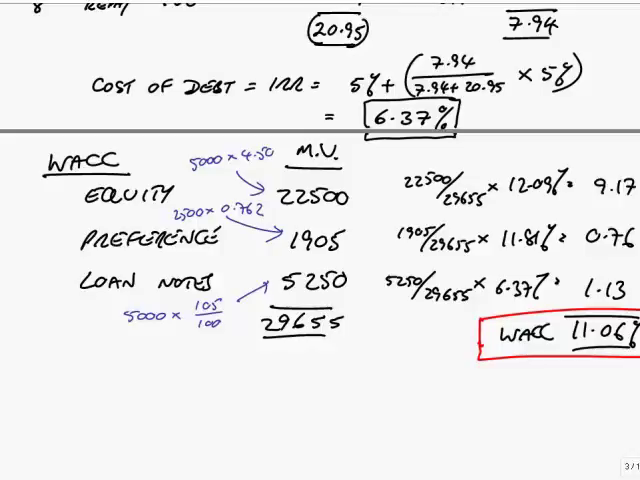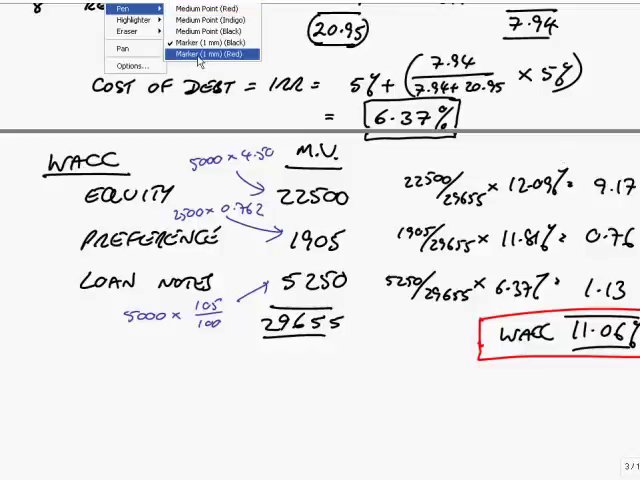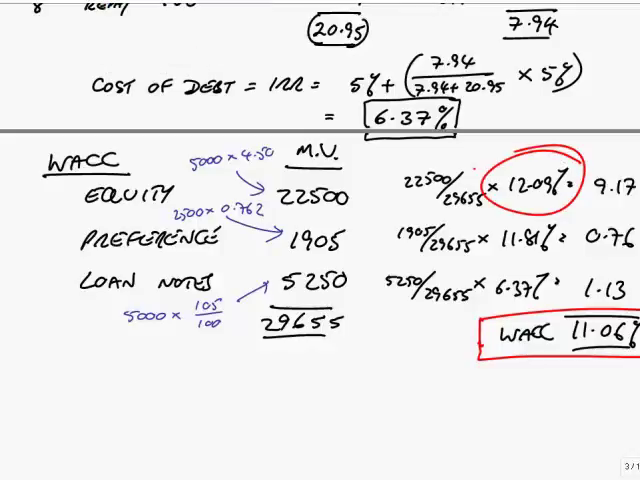Ordinary shares, the cost of equity is 12.09. The loan notes, the borrowing, is only costing 6.37. Now, clearly, in the exam, for this sort of question, you don't bother thinking. You just get the numbers, outcomes, and answer, end of story.